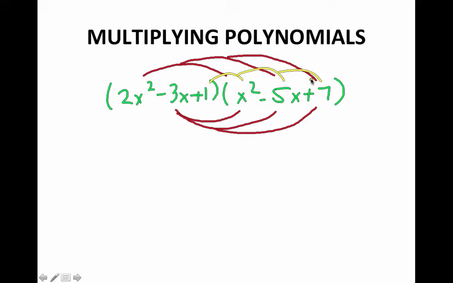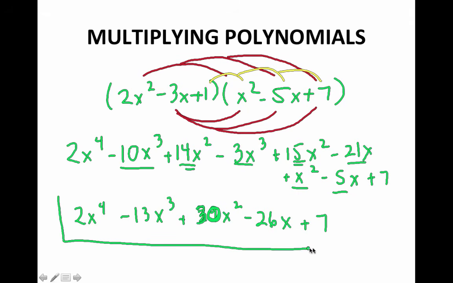So I want you to try that. Multiply these two trinomials together. Press play when you're done. Okay, welcome back. I almost made a mistake, but I think I got it. Your answer should be 2x to the fourth minus 13x to the third plus 30x squared minus 26x plus 7.